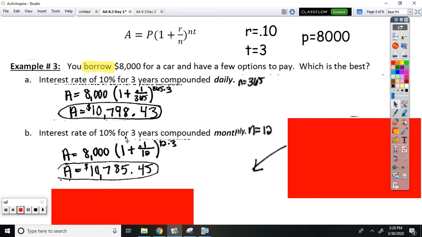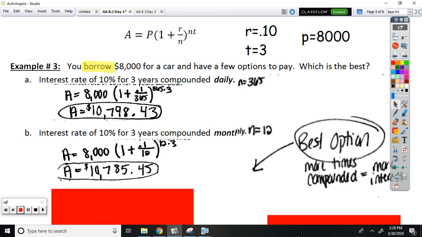So again, because we are going to have to pay this back for borrowing the $8,000, we want to pick the smaller amount because we want to pay the least amount for the car. So our best option would be monthly. The more times it's compounded, the more interest that you're paying or earning, depending on the situation.